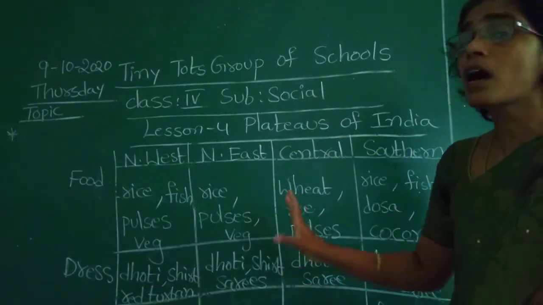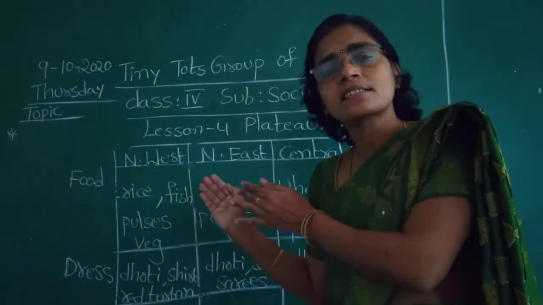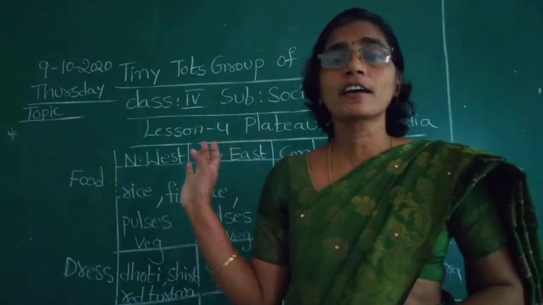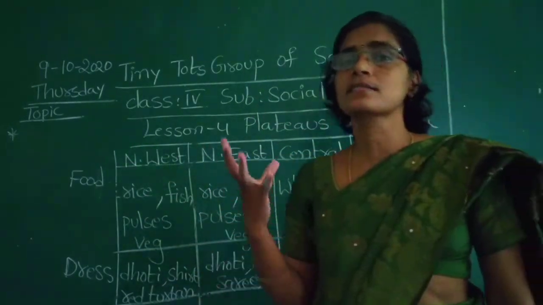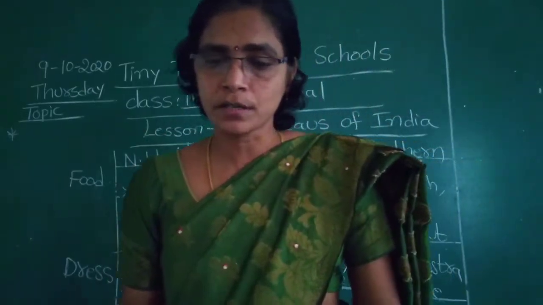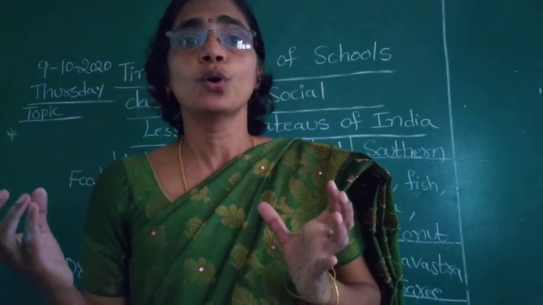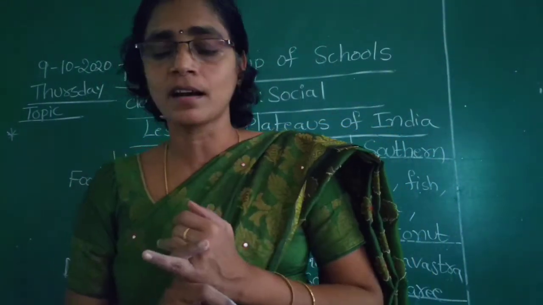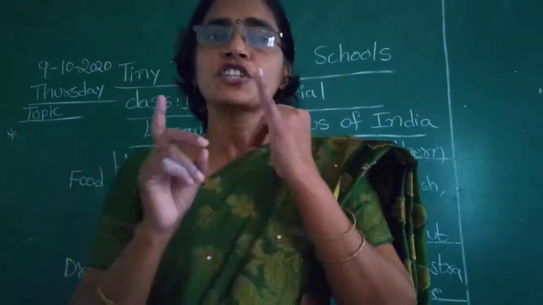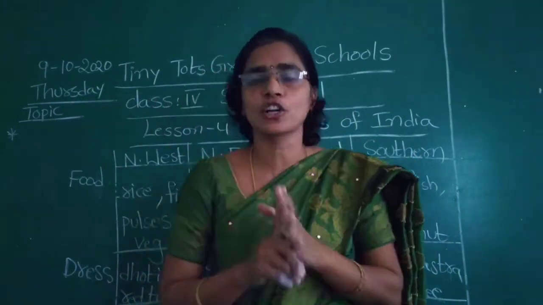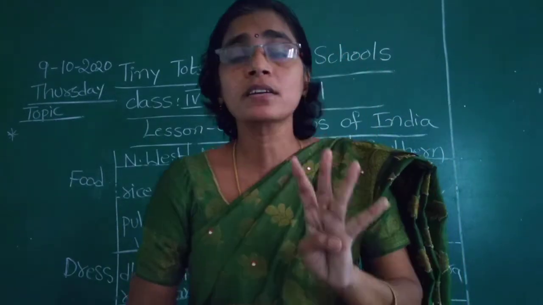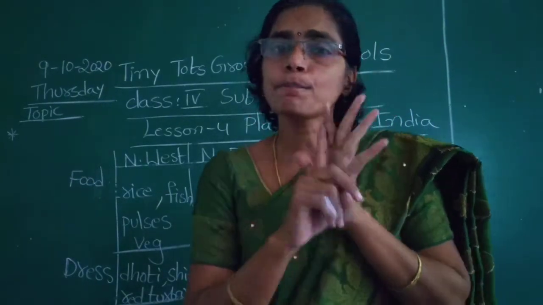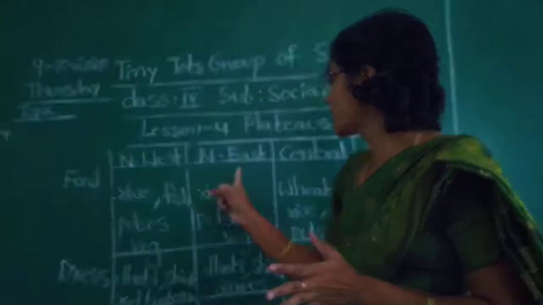Now we enter into northeast region. Northeast region is the side of Bay of Bengal. Okay, see what type of food they are eating here. They are eating rice, pulses and vegetables. The part of the peninsular plateau, what are the states in northeast region? Chhattisgarh, Odisha, West Bengal and Jharkhand. These four states are the part of northeast region. Chhattisgarh, Odisha, Jharkhand and part of West Bengal.